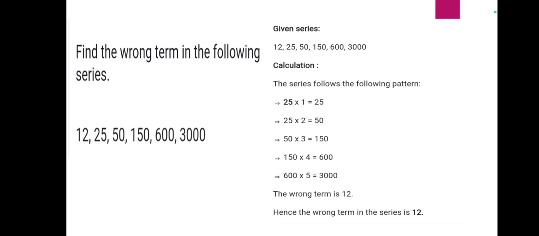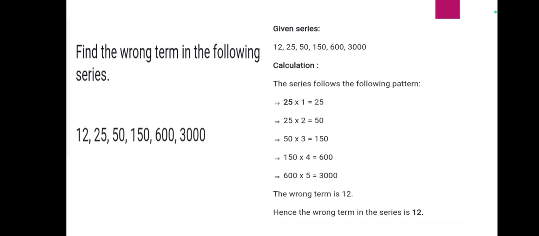The second question is also to find a wrong term. We have the series 12, 25, 50, 150, 600 and 3000. This series is actually easy to find. You can just find it by using your common sense, because all these numbers are multiples of 5 except for 12. So you can either consider that, or you can consider the steps that are given below.